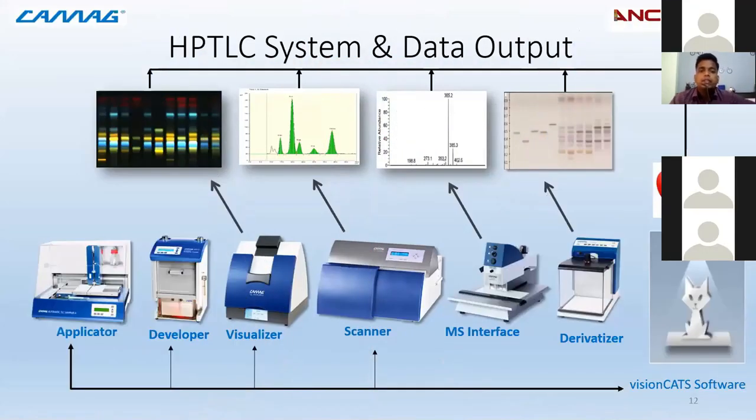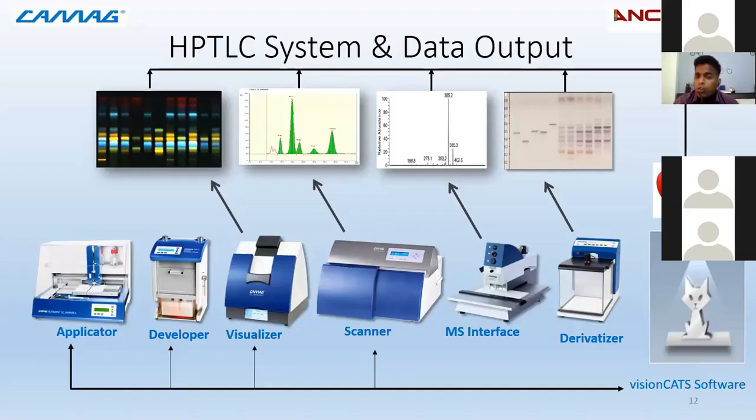Here you can see the updated HPTLC module systems and data output. First of all, we do application by using these applicators. Now we will not use the manual technique, which is the capillary, but the applicator. The first applicator is ATS4, which is a fully automatic TLC sampler. After the application, we go for the development part. For development, we have the ADC2, which is an automatic developing chamber.